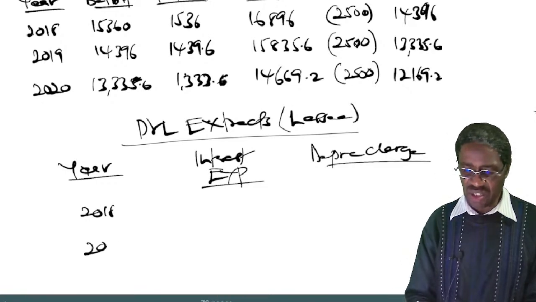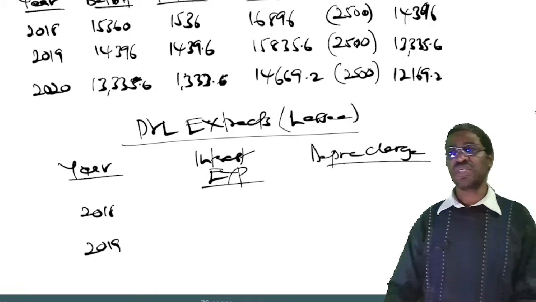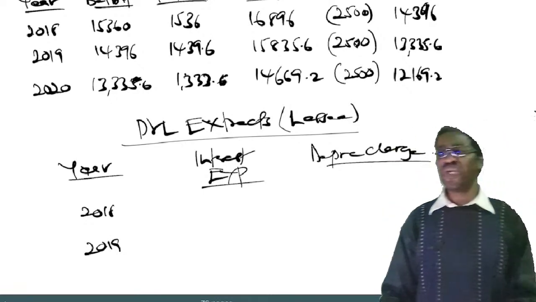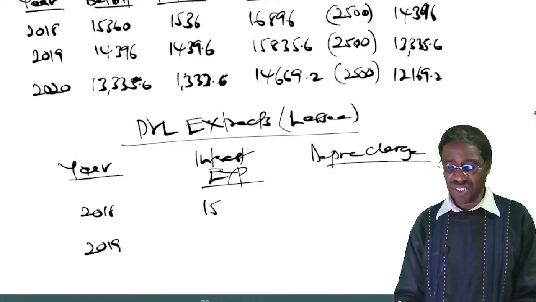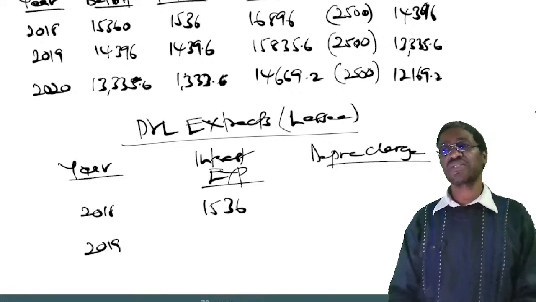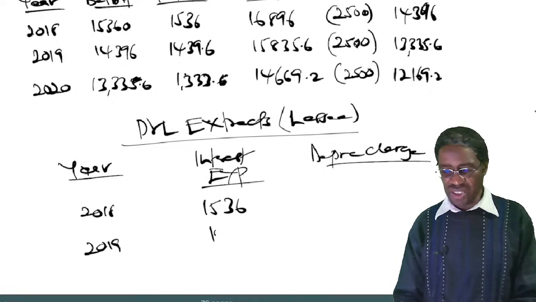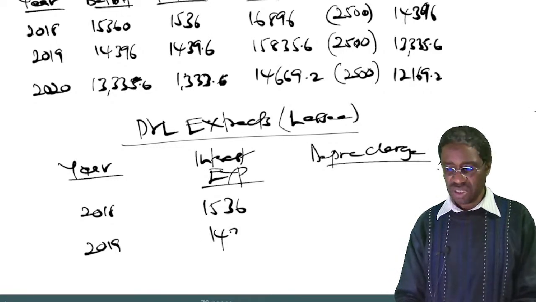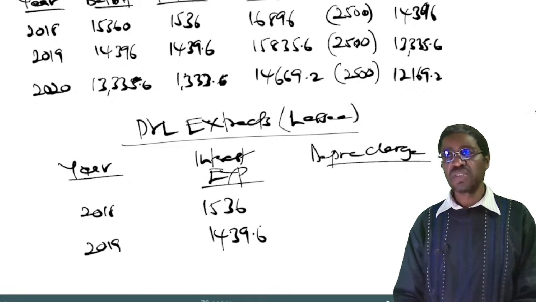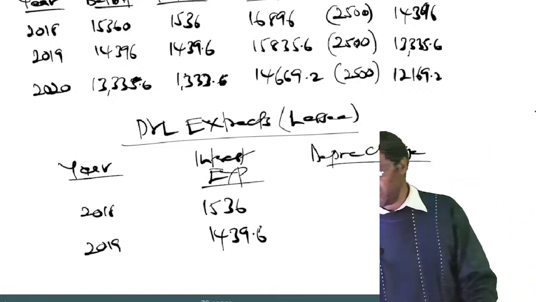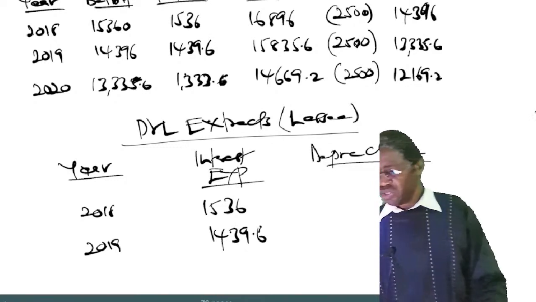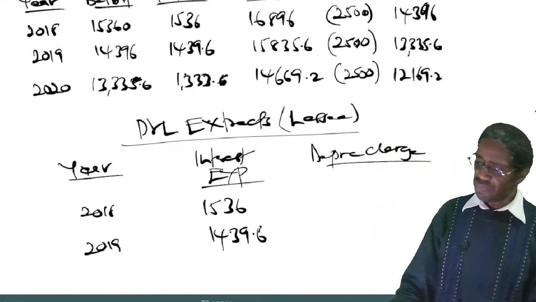2018 and 2019. For the interest, I can pick it from the tables. I can see it up there. Interest for the first year was 1,536. Second year, I can see 1,439.6. So that is not a big deal. I pick the amount from the table. Good.